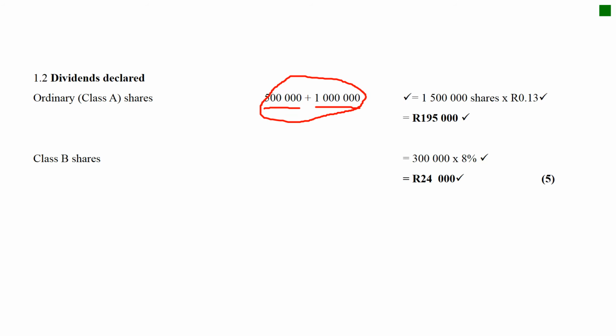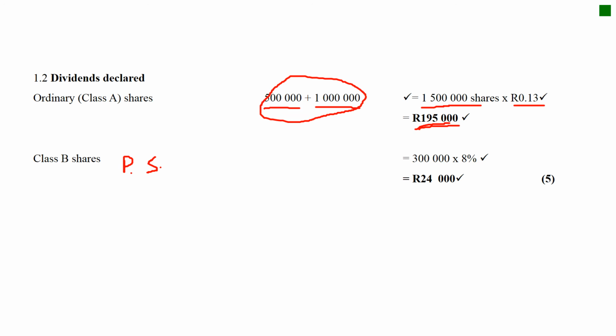So if we know the total number of shares in issue, that is 1,500,000 shares, at where dividends were declared at 13 cents per share, we multiply 1,500,000 shares by 13 cents. That gives us the total of 195,000 ordinary dividends.